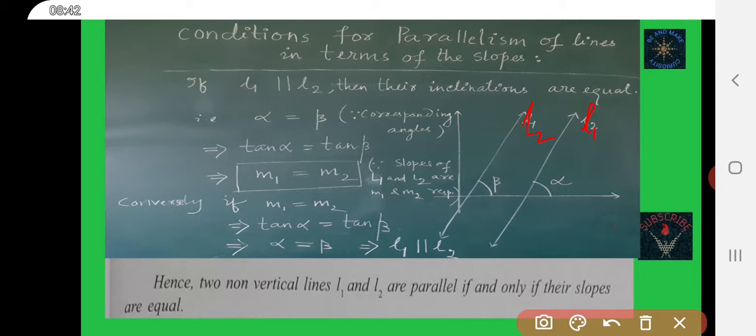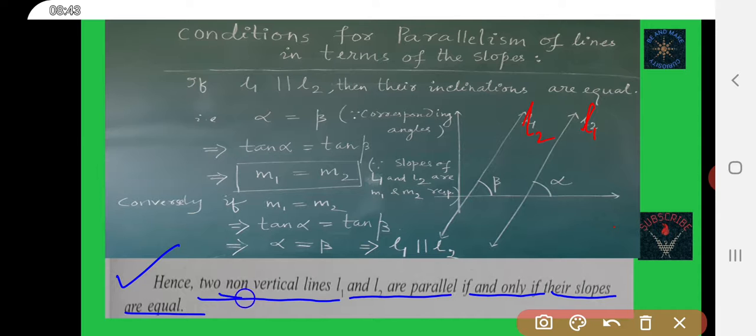If slopes of two lines are equal, then the two lines are parallel to each other. So, in conclusion, we can say two non-vertical lines L1 and L2 are parallel if and only if their slopes are equal.